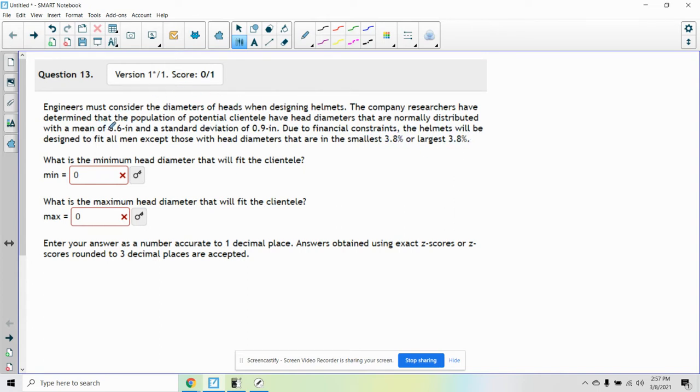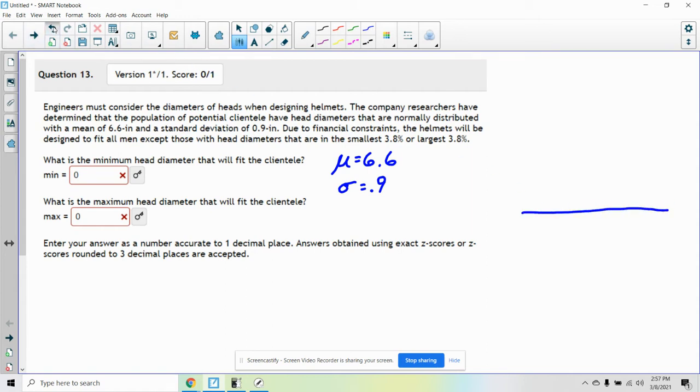So they follow the normal distribution with a mean of 6.6. So mu is 6.6. And my sigma is 0.9. So it wants us to find the minimum head width that cuts off the bottom 3.8% and the top 3.8%. So if I draw my normal curve, let's see if I can, it's always hard to draw on this thing, the normal curve.